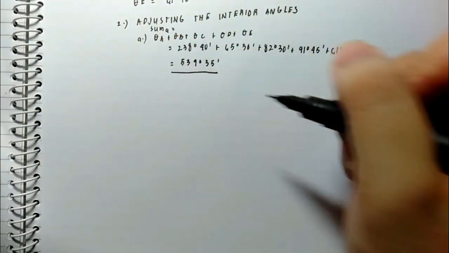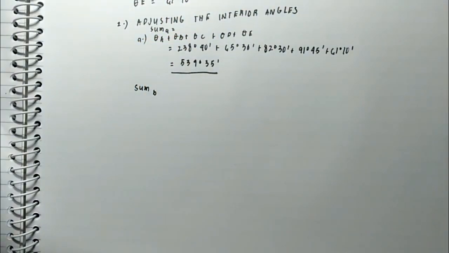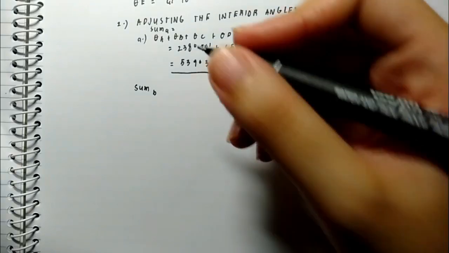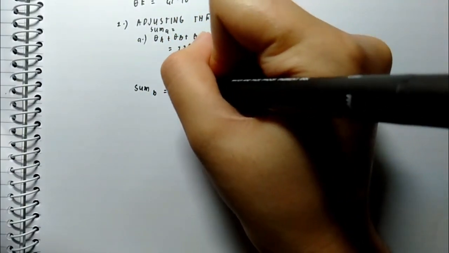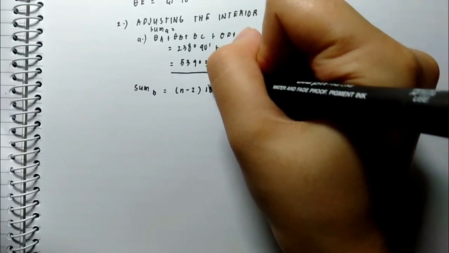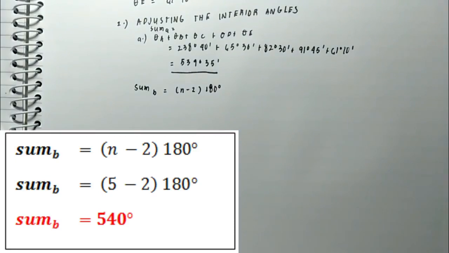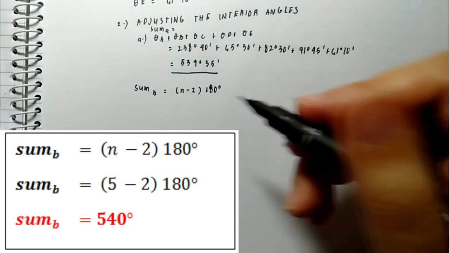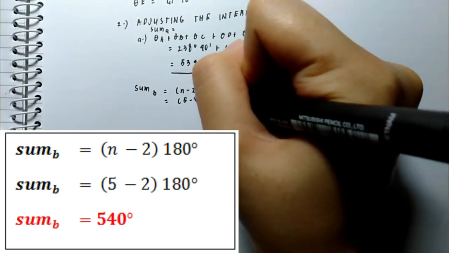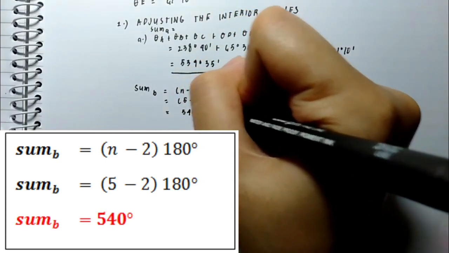Next thing naman, for the sum B, so, it is the sum of the interior angles of a polygon of 5 sides. So, eto siya. Sum B, ang formula niya lagi is n minus 2 times 180 degrees. So, ano yung n? Yung n would be the number of sides. So, since polygon siya, 5 sides, ang ilalagay natin dyan ay 5 minus 2 multiplied by 180 degrees. Ang answer for that is 540 degrees.